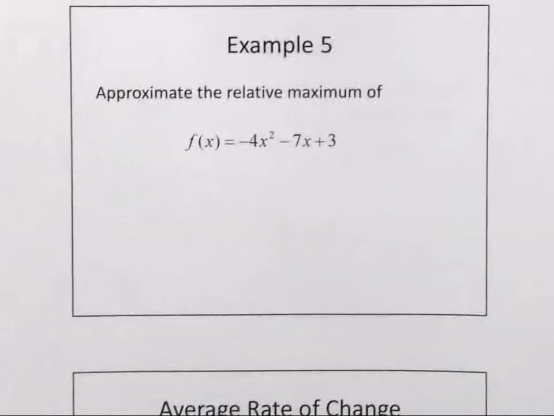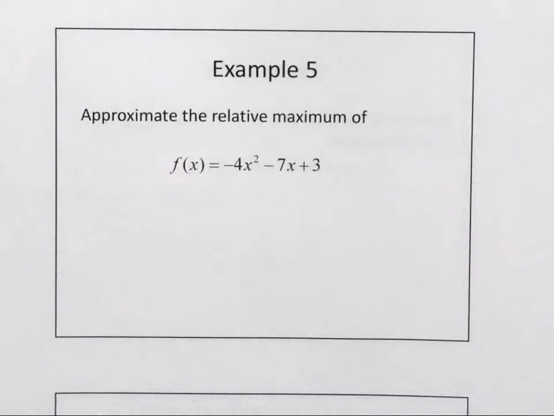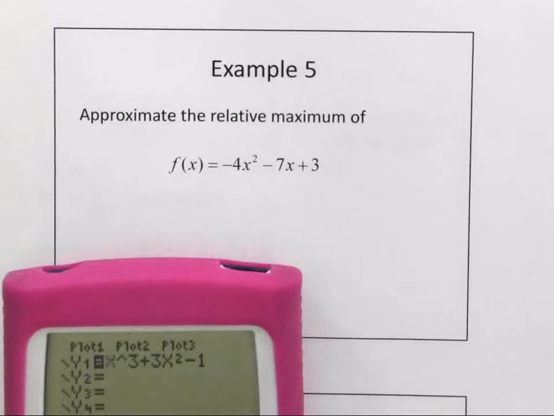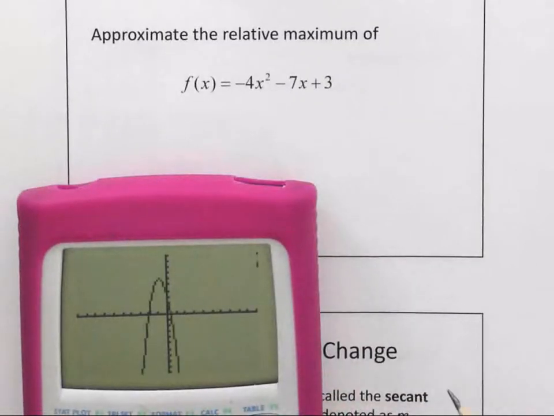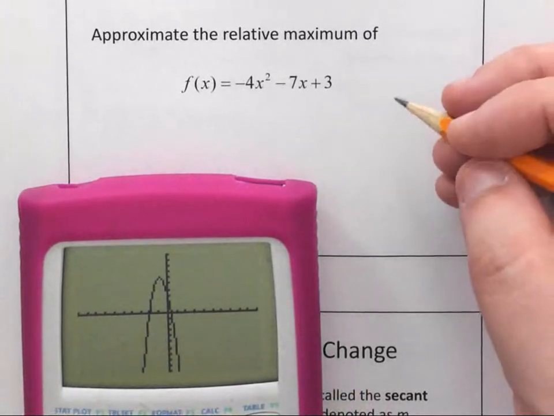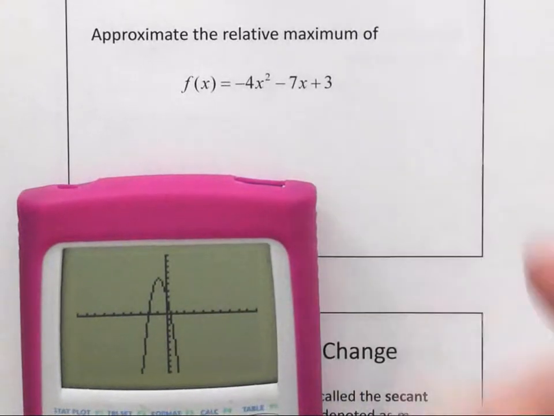So, if I want to approximate the relative maximum of this function, honestly, we're not going to do too much of an approximation. We're going to just use the calculator to cheat a little bit. So, go ahead and graph this one. So, clear off what you have. Negative 4x squared minus 7x. Now, the 4x squared tells me it's going to be a parabola. Negative shows me it's going to go down. So, there's your parabola.